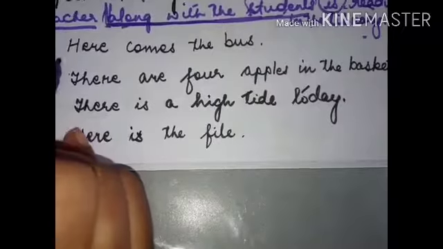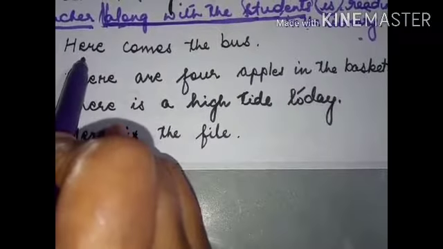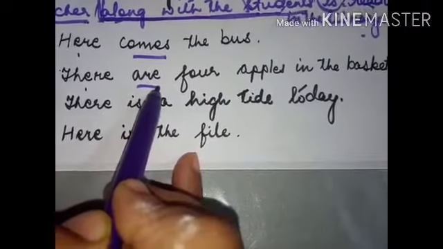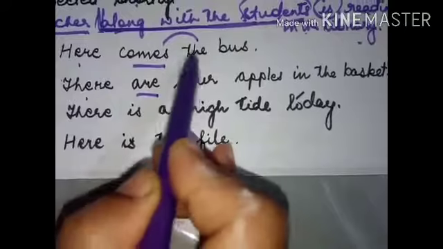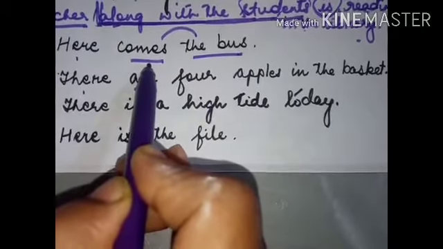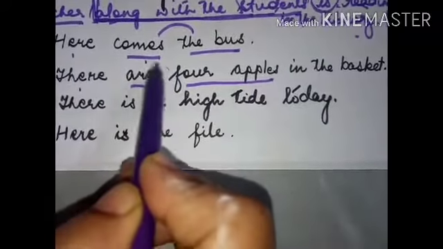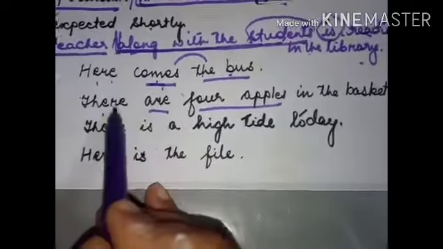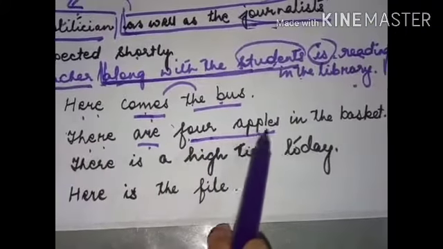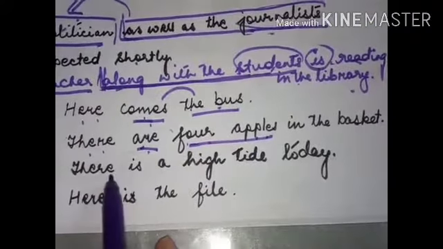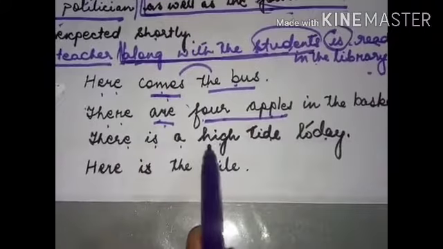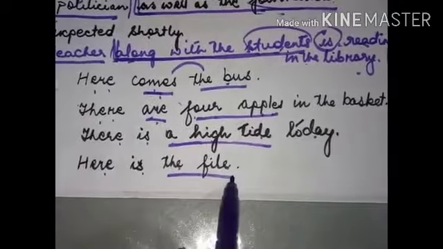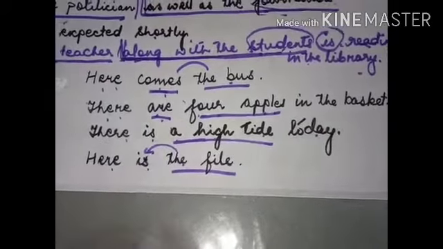Okay. Example number 5. Sentences beginning with "here" and "there" will take either a singular verb or a plural verb depending on the noun after the verb. If the noun is singular, then the verb will be singular. If the noun is plural, then the verb will be plural. So, here comes the bus. So, comes is a singular verb. There are 4 apples. 4 apples is a plural subject, so the verb is plural. There is a high tide today. A high tide is singular, so the verb is singular. Here is the file. The file is singular, so the verb is singular.